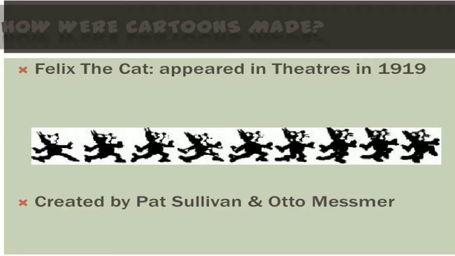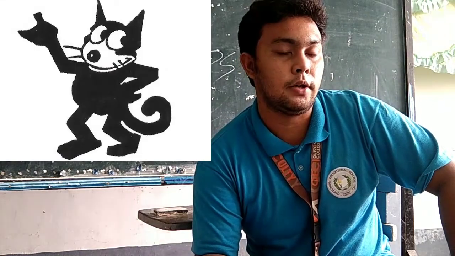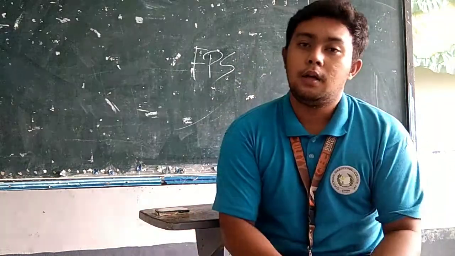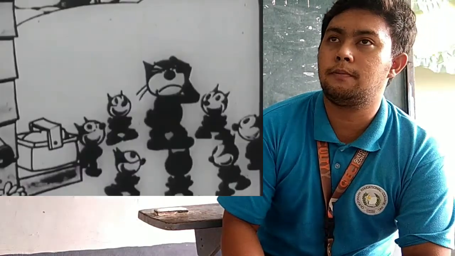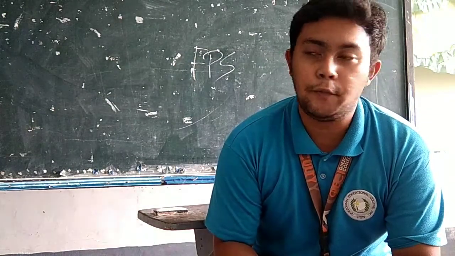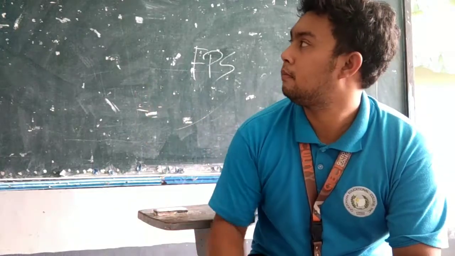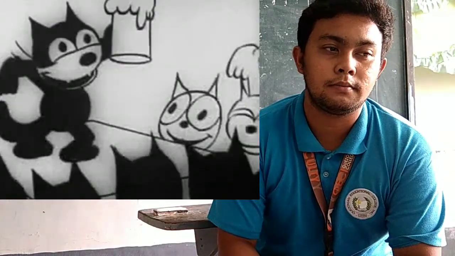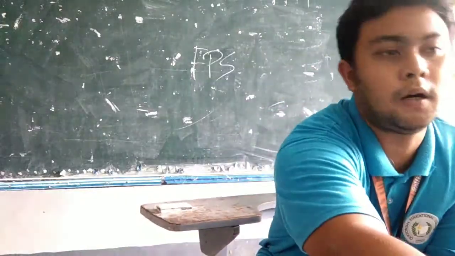How were cartoons made? I do not know if you are familiar with this cat. Felix the Cat appeared in theaters in 1919. I think it is the first animated cat, which was used by Disney. Here is an example of Felix the Cat. It was also created by Pat Sullivan and Otto Messmer.